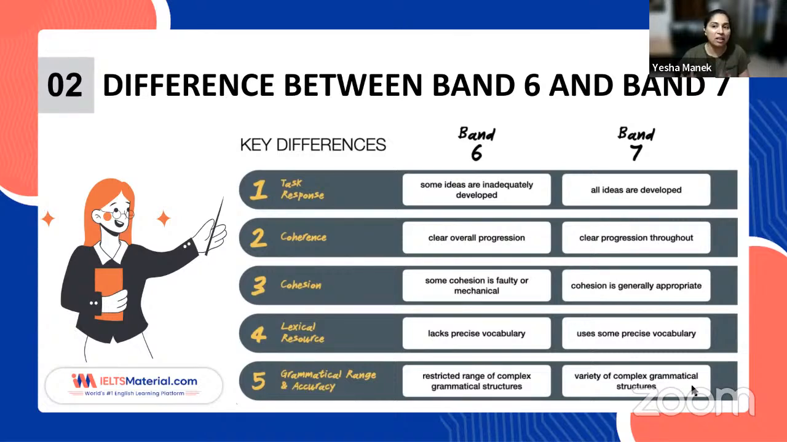If I make grammatical errors, definitely I'm going to stay at band 6. If I don't make any grammatical errors, I can move on to band 7. So this is the difference between band 6 and band 7. You should be able to cover these things that are related to band 6, and eventually if you improvise, you will be able to shift to band 7.